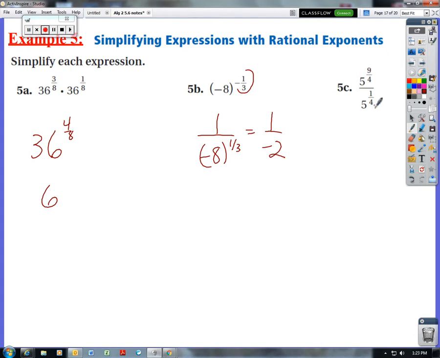Here I'm going to be subtracting. 9/4 minus 1/4 is 8/4. 8/4 is the same as 2. 5 squared is 25. I make it look easy, don't I?